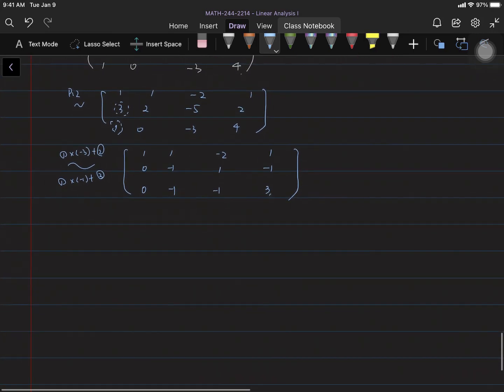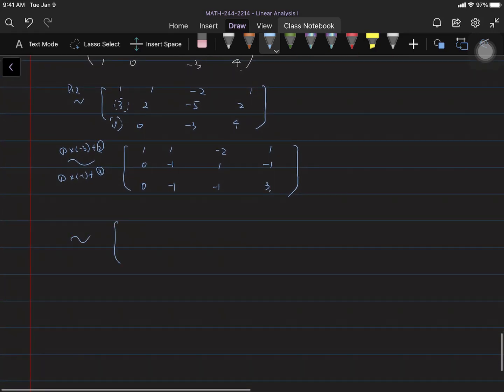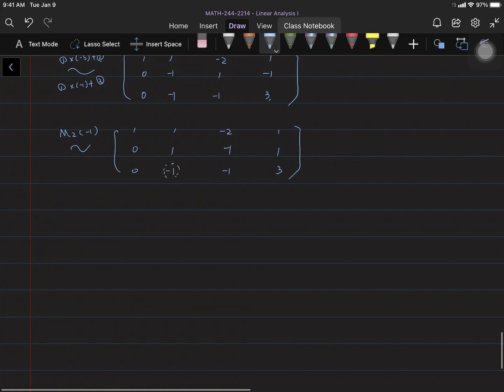+3. Okay, almost, but I need the leading 1 in the second row. So 1, 1, -2, 1. So I multiply the second row by -1. So it's like 0, 1, -1, 1 here. Okay, next I need to make this into 0. So use this one, just add to that one. Can make this into 0. So it should be 0, 1, -1, 1, 0, 0, -2, and 4, right?